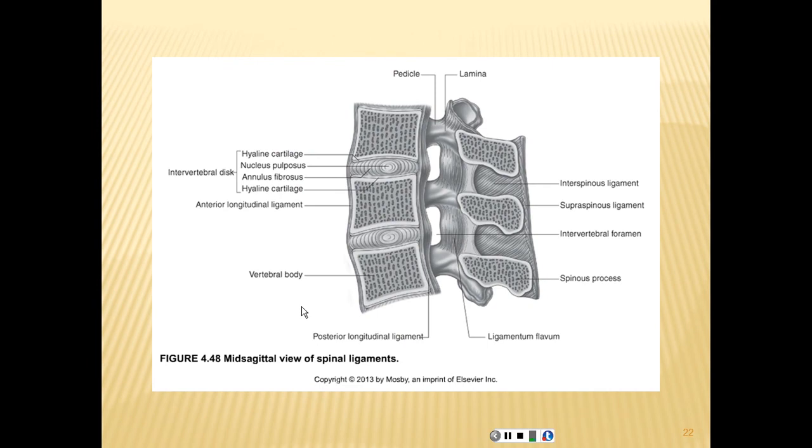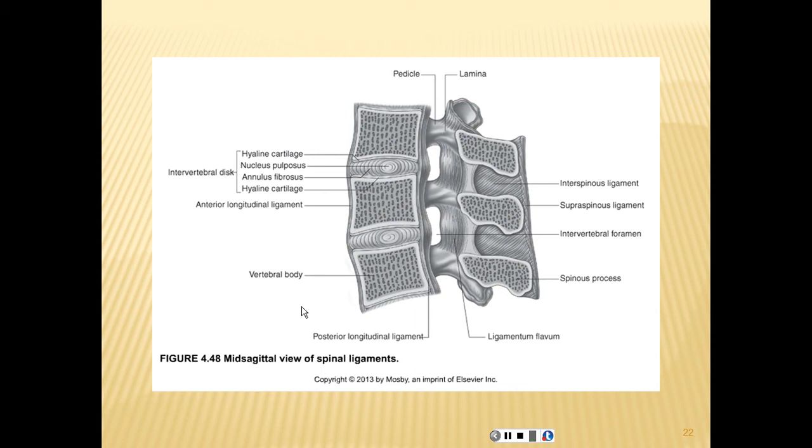This is an illustration of a mid-sagittal view of the spinal ligaments. This image can be found on page 198, and you will be responsible for understanding all of the anatomy that is depicted here. The intervertebral disc.